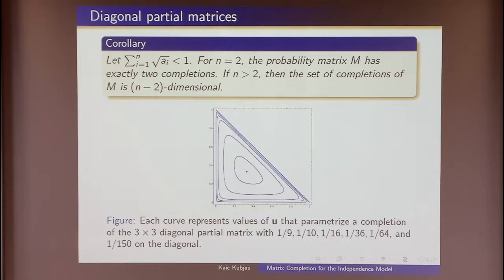And this curve is projected to the, sorry, I haven't introduced U, but you can think that the matrix is a product of a vector U and another vector V transposed, and this corresponds to the first two coordinates of U. So the 1/9 is the point in the middle, because if you have 1/9, 1/9, 1/9, then the unique completion is where all the entries of the matrix are 1/9.